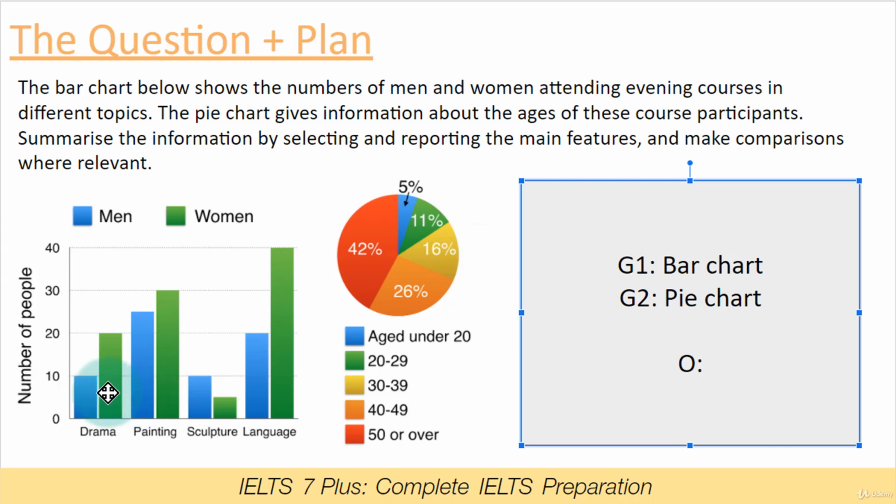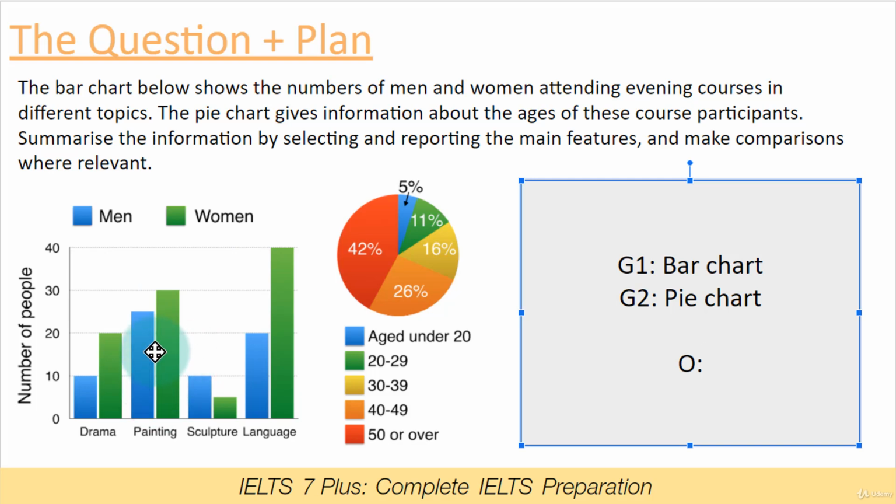Now let's take a quick look. Is there anything I can say regarding more women than men? Let's see. So women have 3 out of the 4 courses, there are more women enrolled. I could say generally more women enroll than men. That would be okay to say for this. Is there anything else I can say?